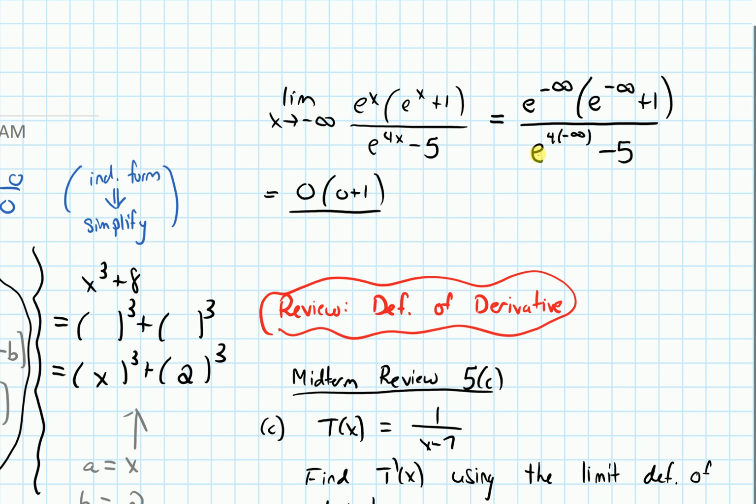On the denominator, 4 times negative infinity is a negative infinity. So this is e to the negative infinity in the denominator here, the first term at least, which is 0. And then we still have the minus 5. So overall in the numerator, we get 0 times 1, which is 0. The denominator is negative 5. And 0 divided by negative 5 is 0. And that is our answer right there.